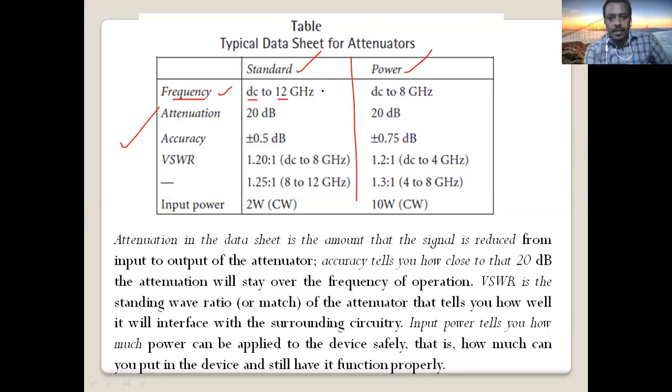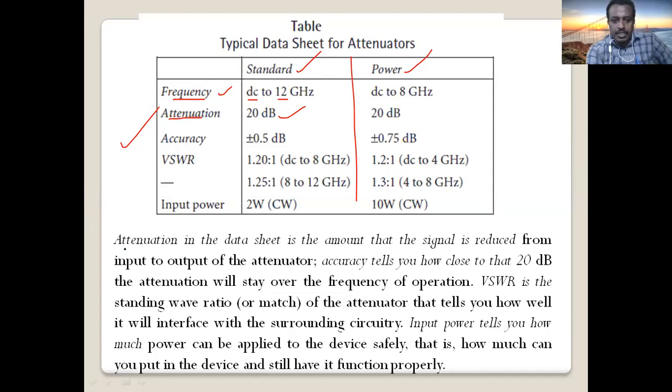So this attenuator works from 0 to 12 GHz. It's a high bandwidth attenuator. How much attenuation? 20 dB. Is it fixed or not? In this case, this is a 20 dB attenuator.